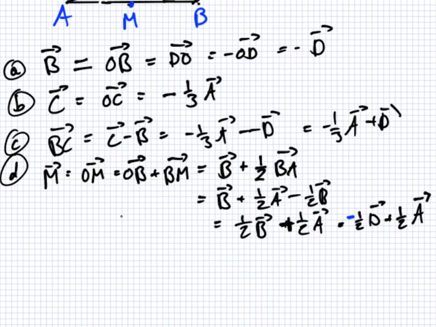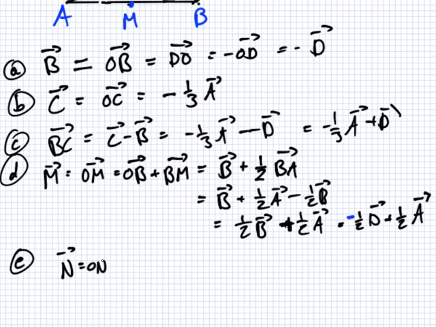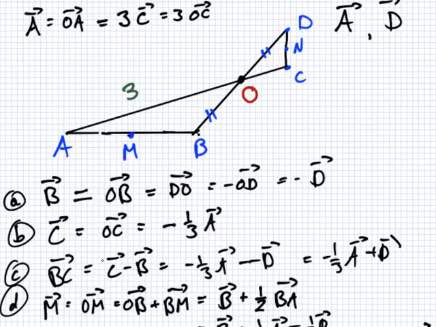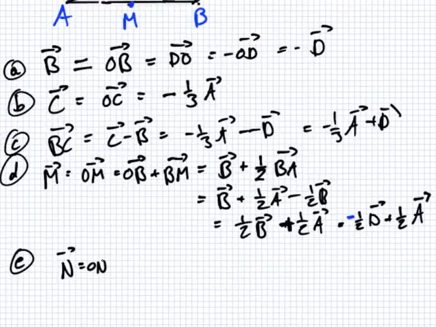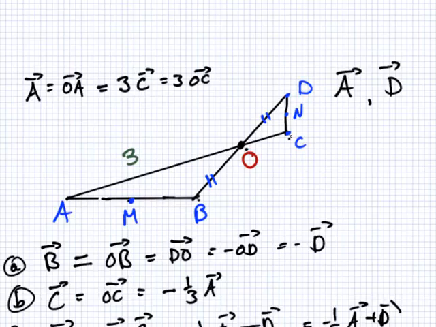I want to try and get all the answers on the screen. E is N. Is that easy or hard? N is ON, which is ON. ND plus D. Yeah, I guess that's not so hard. ON is, what am I saying? OC plus CN, which is C plus a half CD.